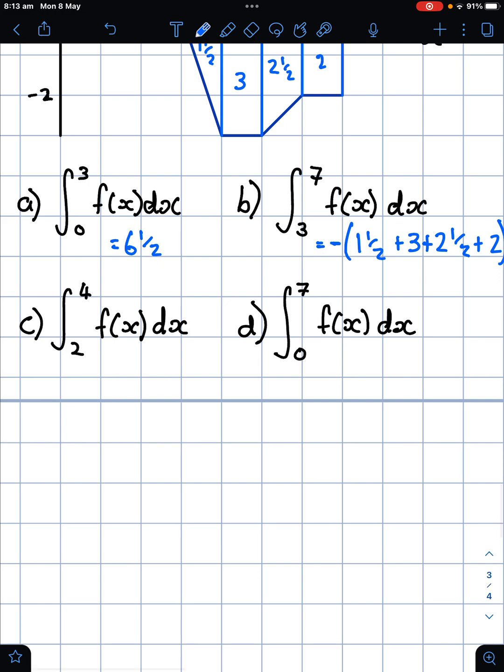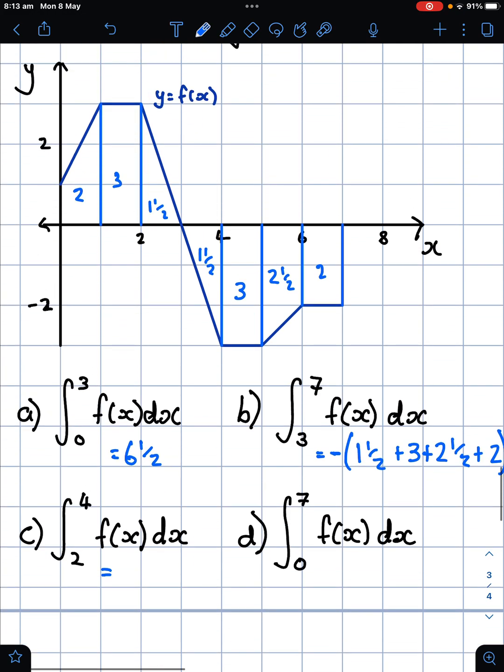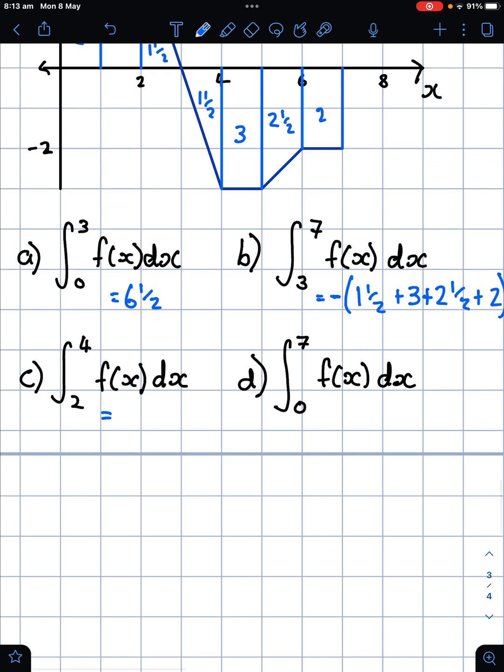All right, the integral between 2 and 4. So we're looking at here between 2 and 4. This would be 0 because of the symmetry. We've got positive 1.5 area here, negative 1.5 area. So this would be 1.5 minus 1.5 equals 0.